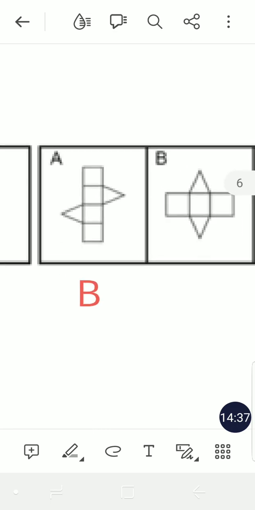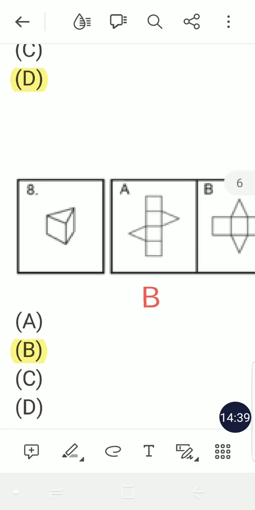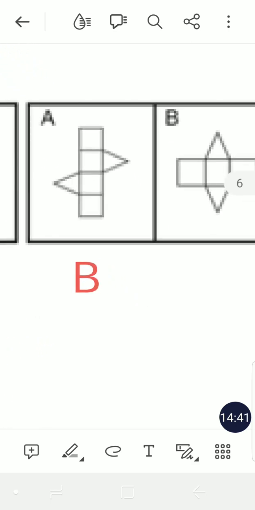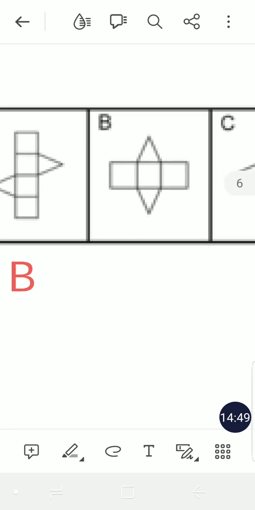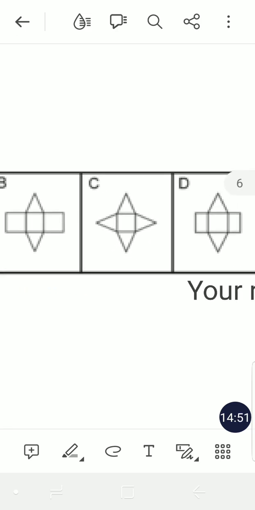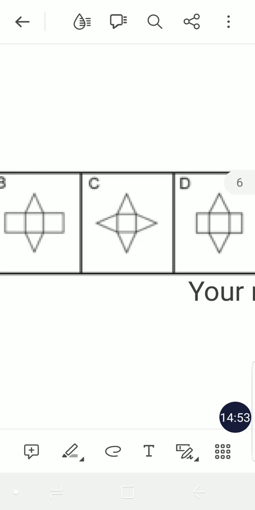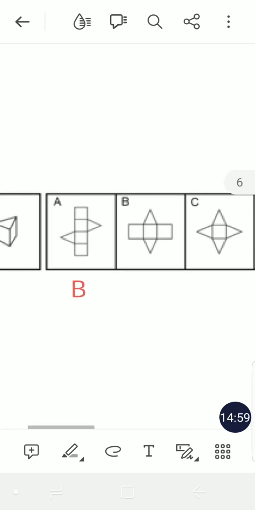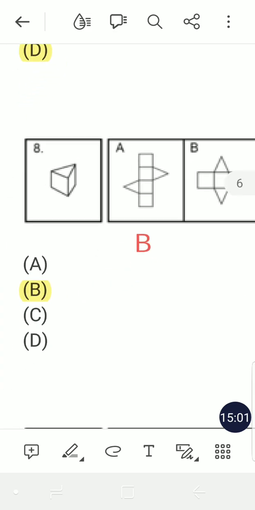The only correct choice is A because it has 6 faces. See, there are 4 squares and 2 triangles, whereas the other choices B, C, D only have 5 faces. So B is the only, or sorry, A, so that's not right.